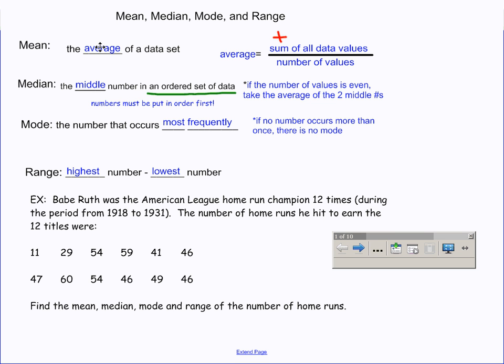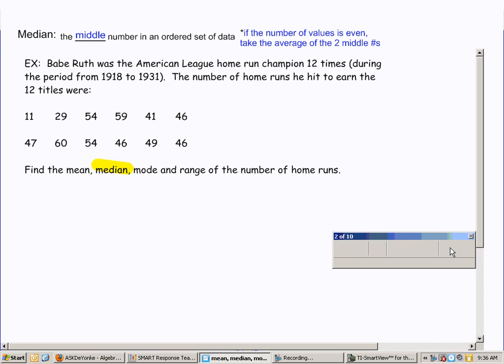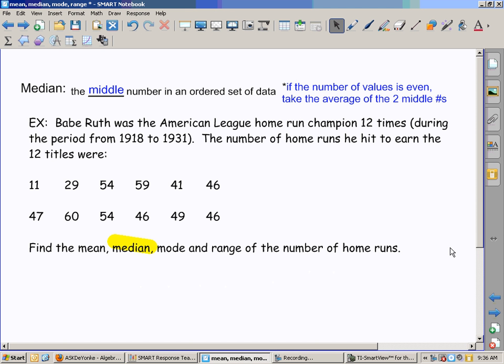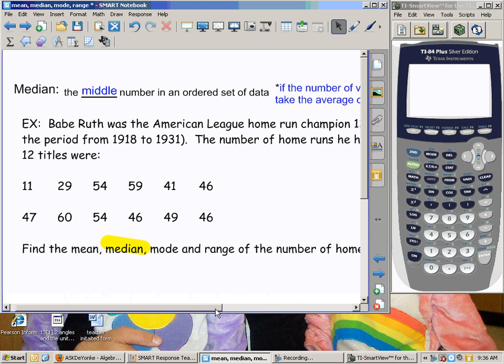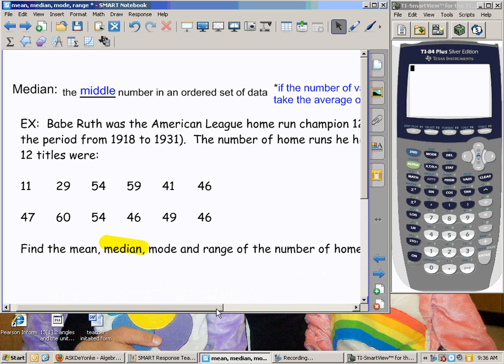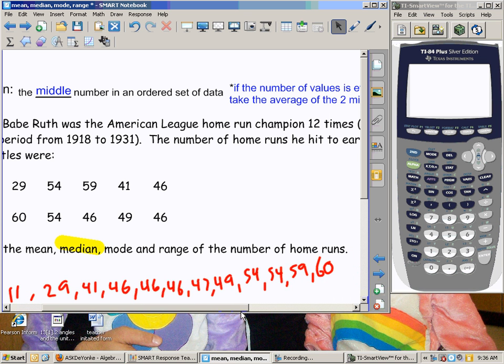So on the sheet that was given out in class, we're going to use Babe Ruth as an example. First, we'll ask for the median number. You can use your calculator for this. The median is the middle number in the ordered set of data. So the first thing you're going to want to do is take those numbers and write them out in order. And when you've done that, it should look like this.